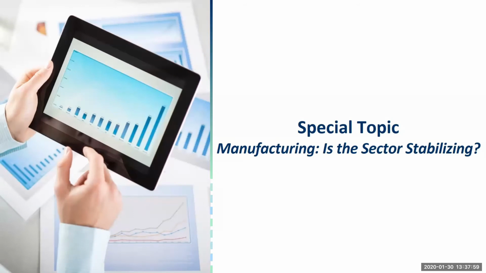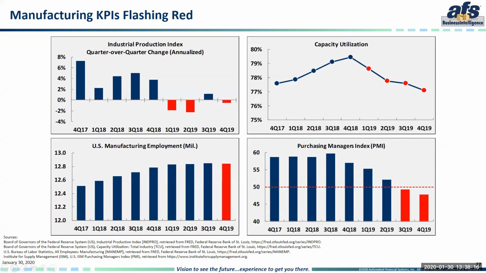We should note that manufacturing was one of the weakest areas for C&I lending in 2019, but thankfully, some of these headwinds that Don pointed out are beginning to abate. So as of year-end 2019, several key performance indicators for the manufacturing sector were giving off several troublesome warning signs.